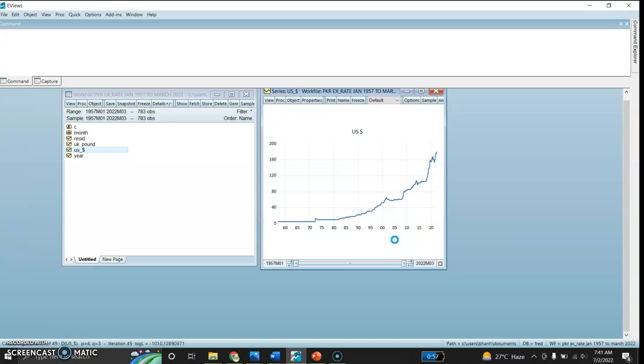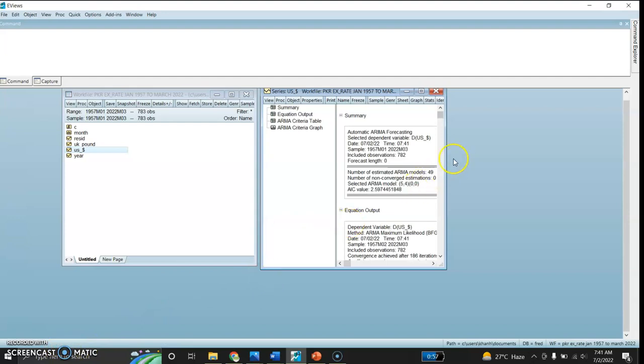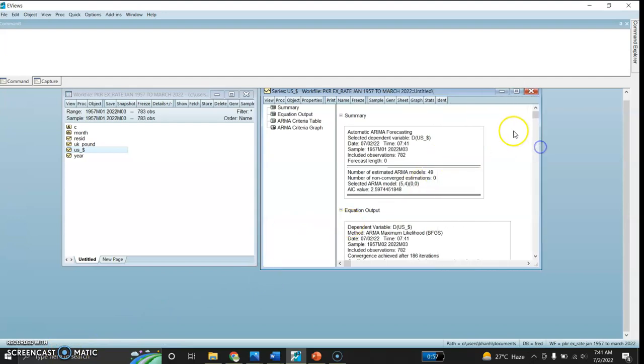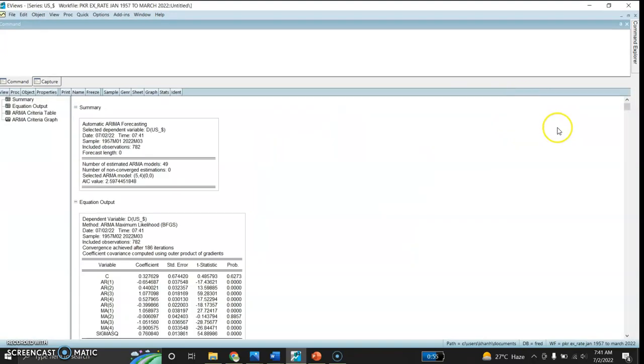After clicking, EViews has started iteration, and you see it's calculating the best model. So here is the output. This is the output of the model. Let me maximize it. So in summary, it says automatic ARIMA forecasting. This is the method that I'm using for selecting the best model, and the selected dependent variable is the first difference of the US dollar in terms of Pakistani rupees.